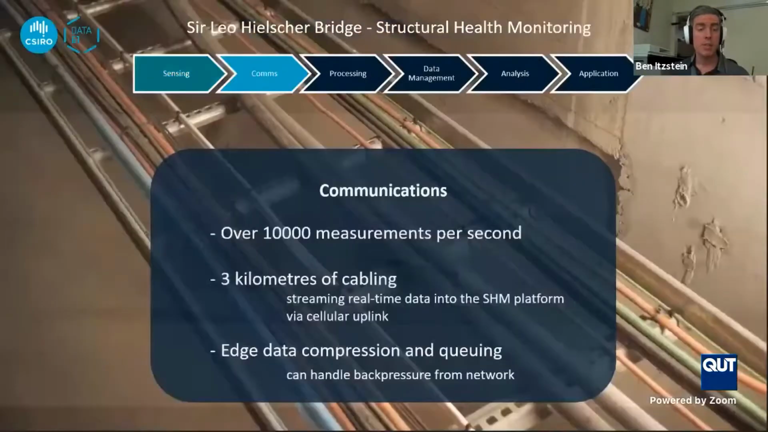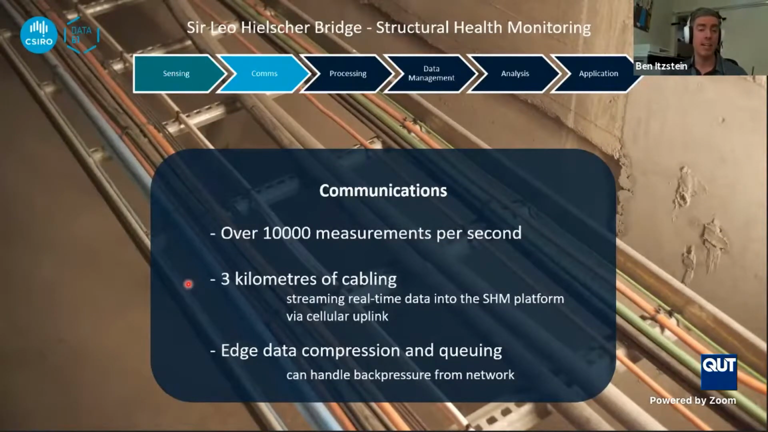And speaking of cabling, just for this one span we installed about 3 kilometers of cabling. It's collecting currently about 10,000 measurements per second from the system and streaming that up to our cloud platform via a cellular uplink. As we expand the project, we anticipate switching over to a fiber link for this, but the cellular link has been pretty up to scratch.